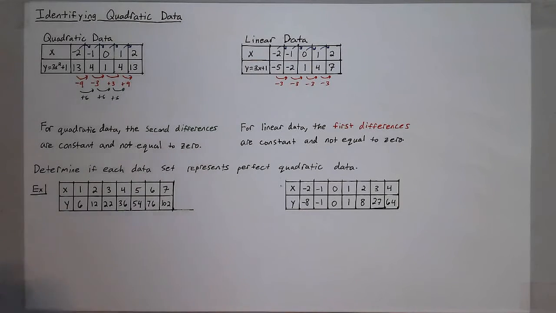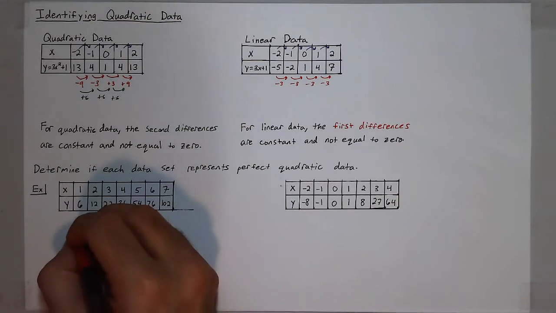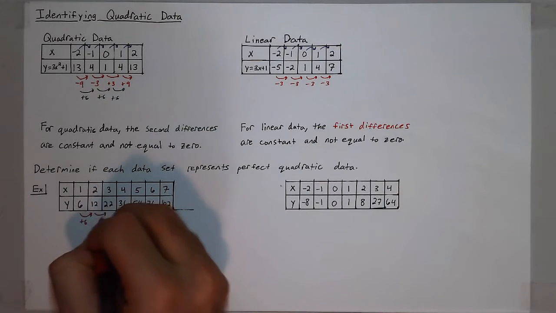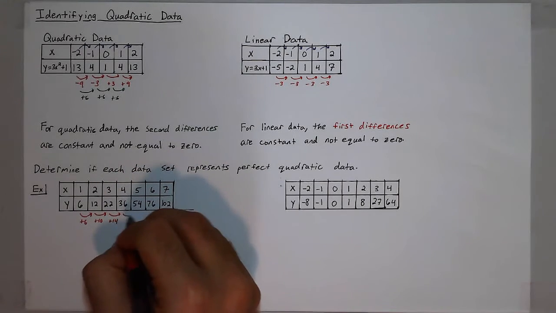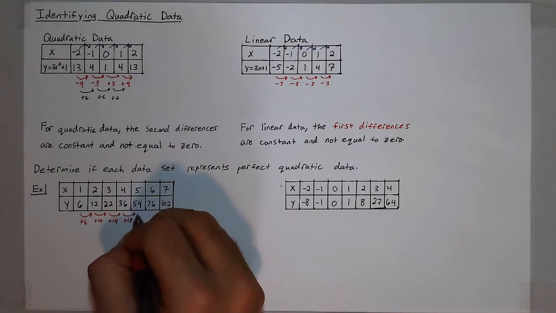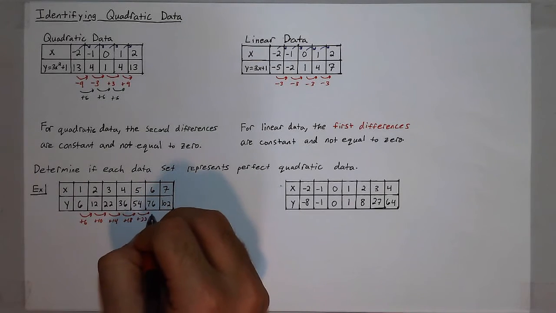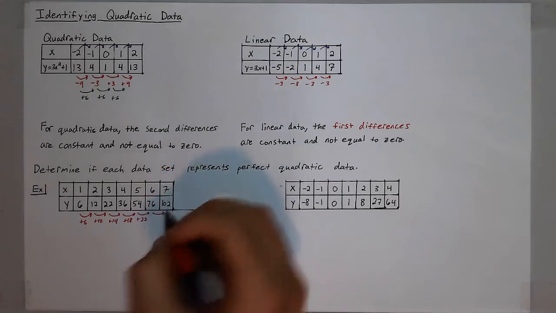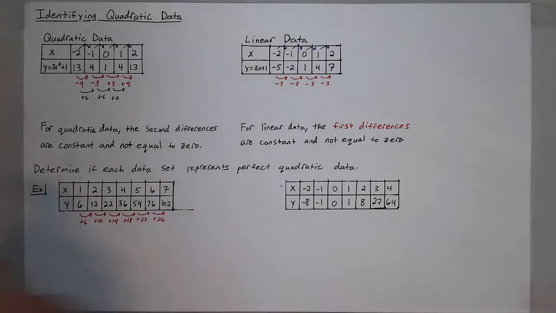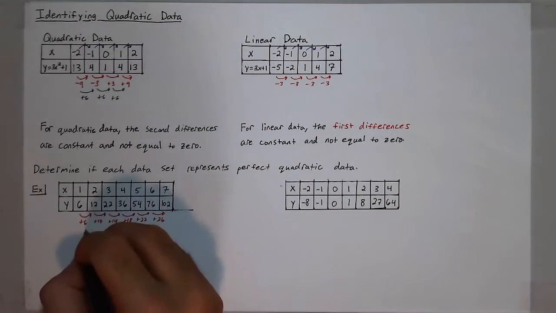But now let's look at this first set on the left. From 6 to 12, it goes up 6. From 12 to 22, it goes up 10. From 22 to 36, it goes up 14. Then 36 to 54 goes up 18. Then 54 to 76 is up 22. Then 76 to 102 is up 26, which is not constant yet, so I'm going to keep on going.